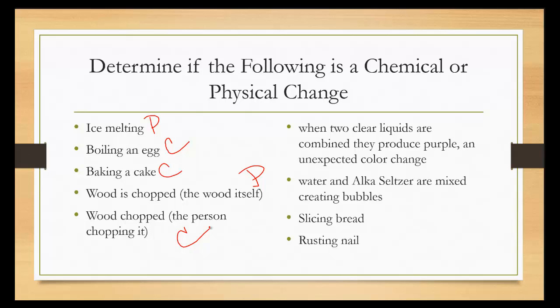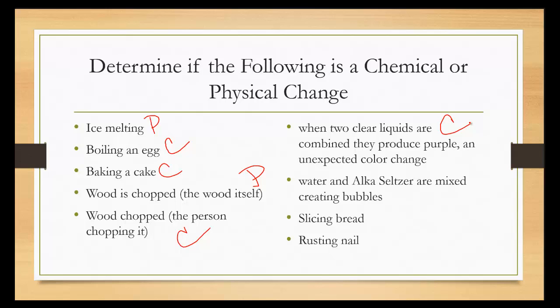When two clear liquids are combined to produce purple in an unexpected color change. They're both clear to begin with, so in order to make that purple color, the atoms had to rearrange to make that happen. I threw that one in there so that when you're in the lab, you realize that when you see a color change, that's a chemical reaction. As long as it's an unexpected color change. And when I say unexpected, I mean if you put blue and yellow together, you know you're going to make green. But if you put clear and clear together, you don't necessarily expect to see purple.